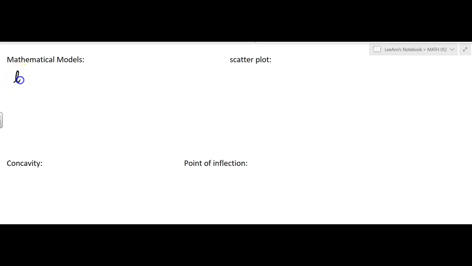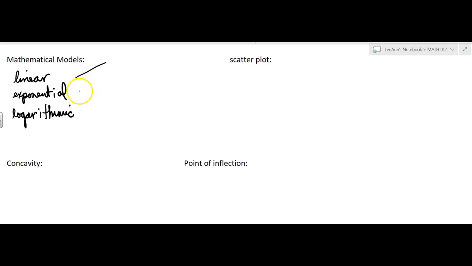The three models that are probably the easiest to identify are linear, exponential, and logarithmic. And we go by the graph. So if your data points are making a line, then you're going to think, oh, it's maybe a linear model.